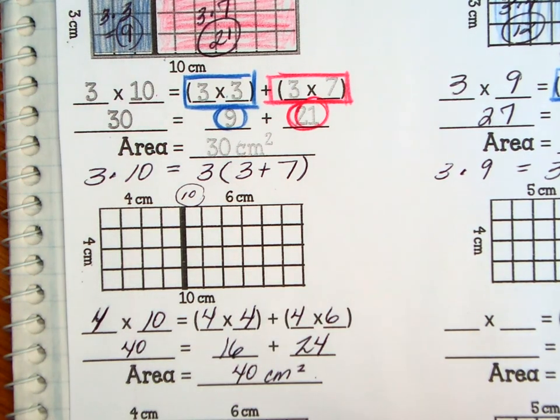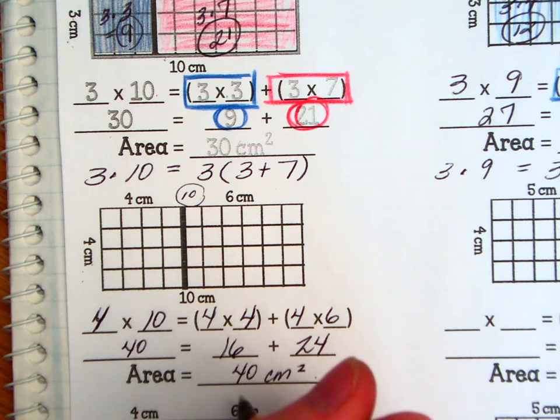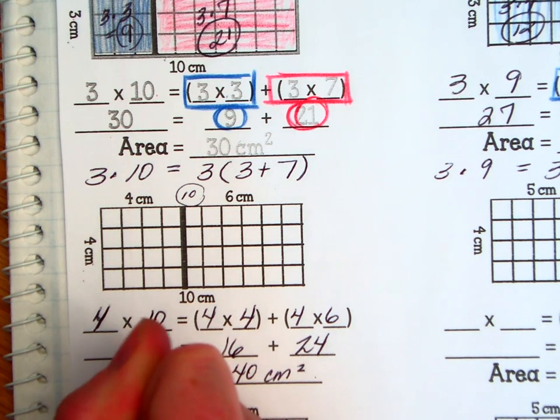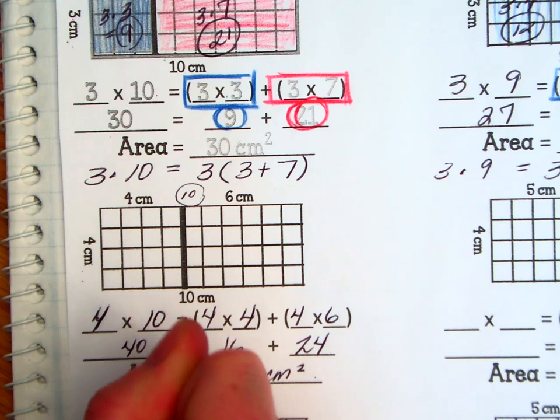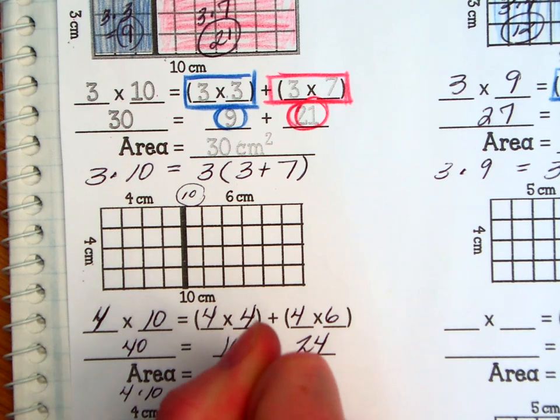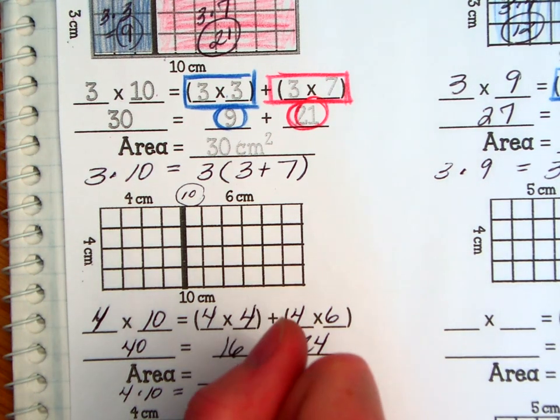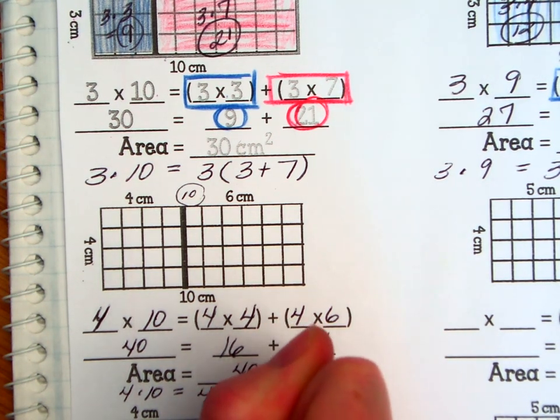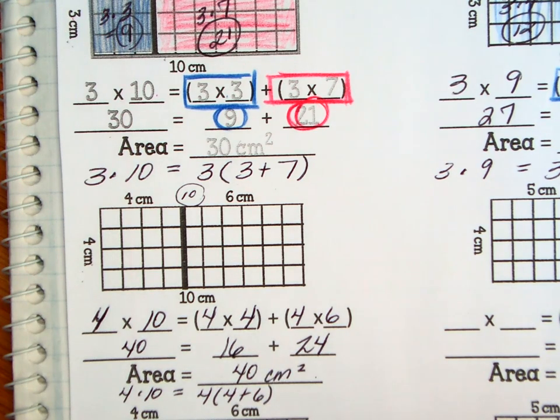centimeters squared. I'm going to color code this in just a minute for you. What we're saying is 4 times 10 is the same as 4 times the sum of 4 plus 6. That would be 40. That'll also be 40.